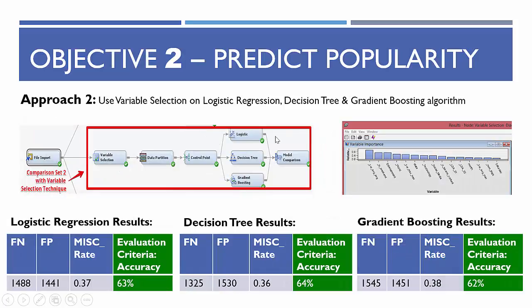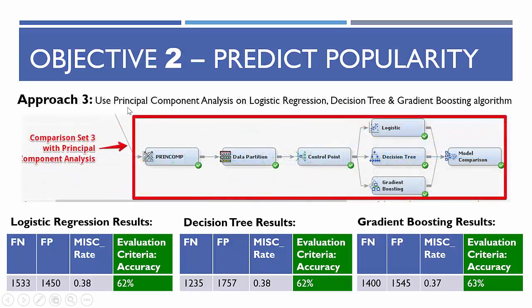Approach 2 gives us the output of 63% for logistic, 64% for decision tree, and 62% for gradient boosting, which is an extreme extended form of decision tree. So we can see here we have used a variable selection technique, which is basically filtering out attributes on R-square and chi-square values. After filtering, we have only these many variables left.